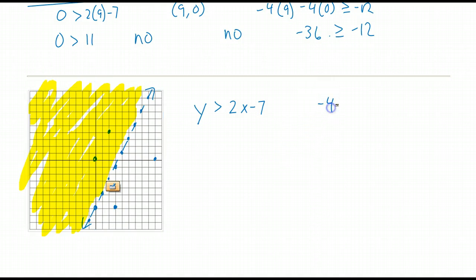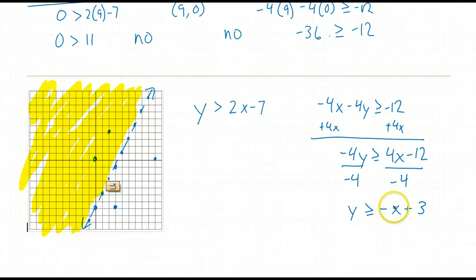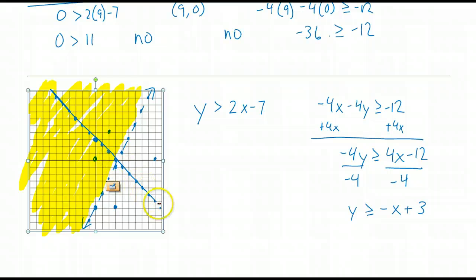Now I'm going to graph my second inequality. Solve for y. A positive divided by a negative is a negative, and 4 divided by 4 is 1. A negative divided by a negative is a positive, and 12 divided by 4 is 3. So my y-intercept is 3, and my slope is negative 1. And this time I want to connect with a solid line, because I want to include the points on this line as possible solutions.